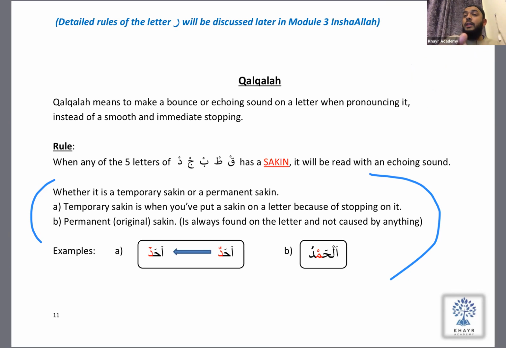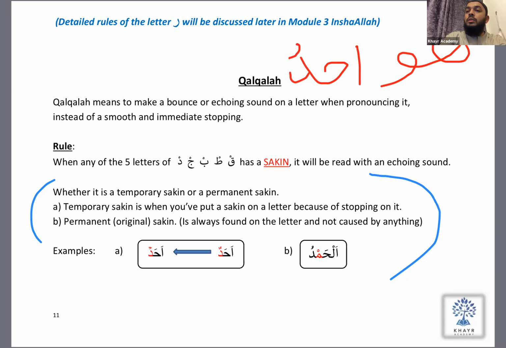But because you're stopping on the letter, you are making it into a sakin. So qul huwa Allahu ahadun, it would be ahad. Qul huwa Allahu ahadun, 2 dhamma, and then there's a stopping sign. Sorry, I forgot to say Allahu ahadun. Let me write there 2 dhammas again. Qul huwa Allahu ahad.